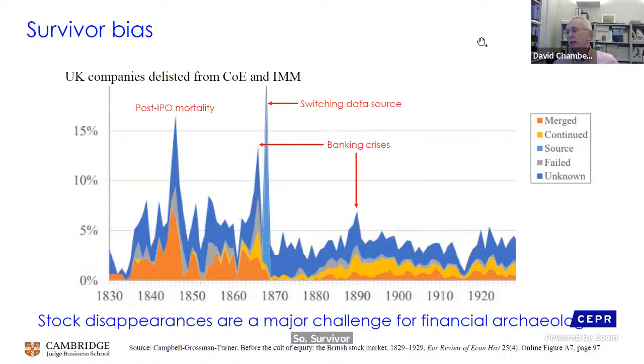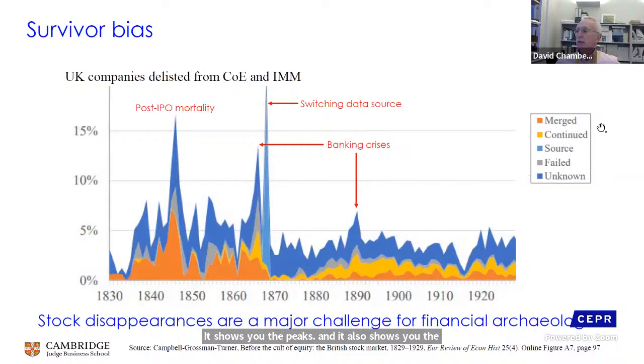Survivor bias is something we have to correct for, particularly when we're looking at equity indices. This chart here shows you the period from 1830 up to 1930. It's taken from Gareth Campbell, Richard Grossman, and John Turner's work, published in the European Review of Economic History. It just shows you the frequency of delistings as a percentage of stocks that are listed. It shows you the peaks, and it also shows you the reasons why stocks are delisted.